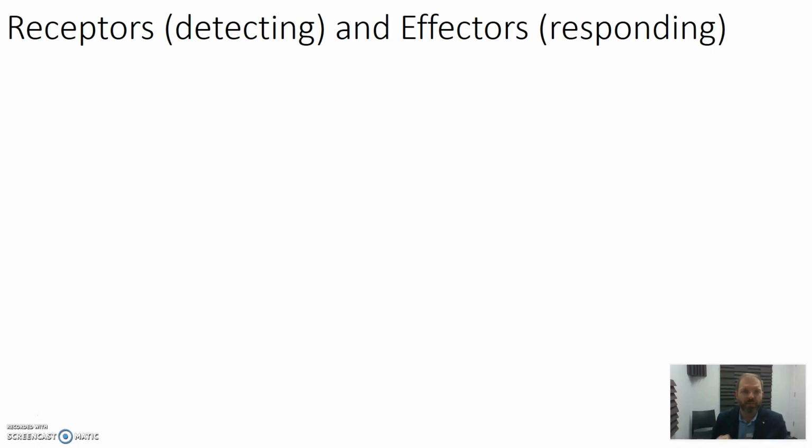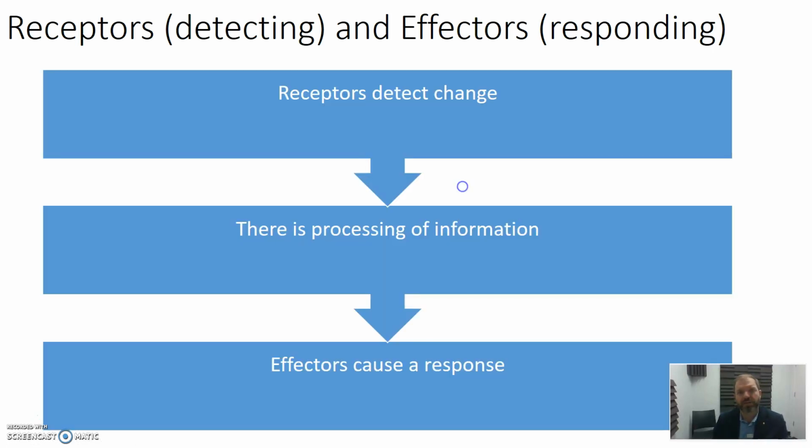So how does that actually work? Let's break that down a little bit. You need to have a receptor that can detect a change, whether that's a change in the external environment, such as the temperature, or the internal environment, such as the amount of glucose in the blood. Something needs to pick that up. Then there needs to be some sort of processing of information: we detect this change, what are we going to do about it? Send a signal, and then other tissues, the effectors, can cause a response.